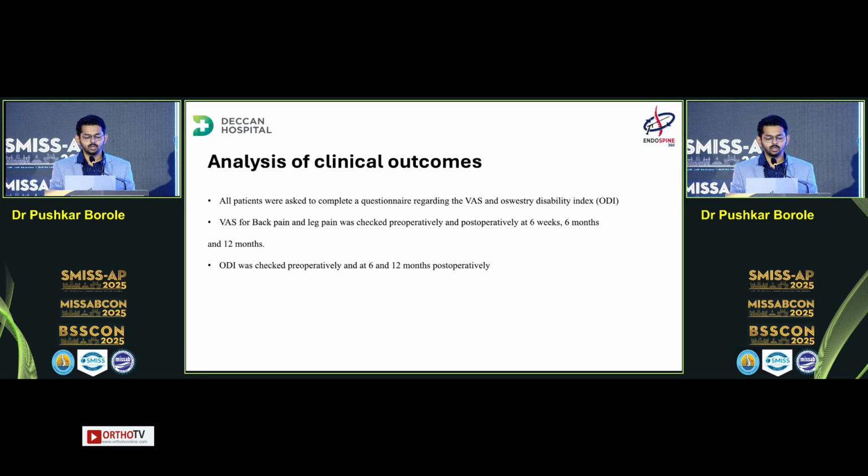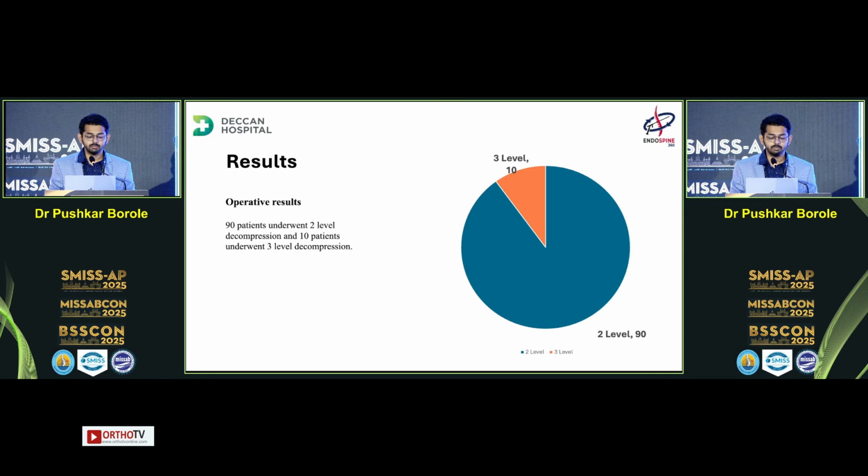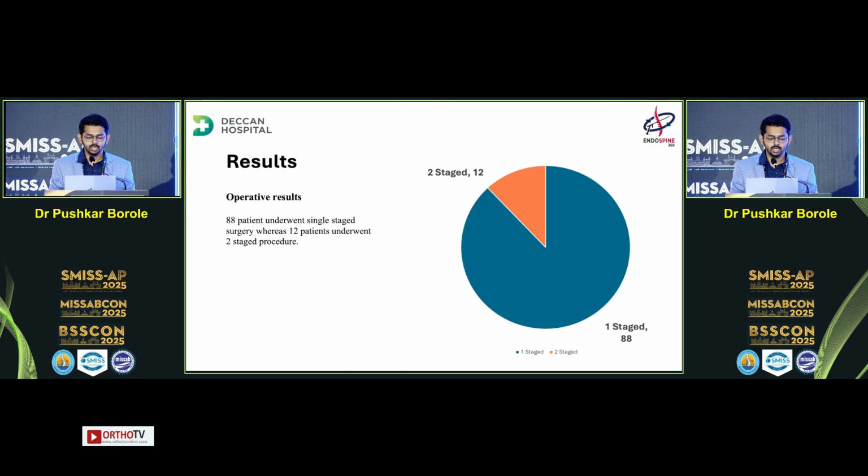We calculated VAS score for leg and back pain pre-operatively, and post-operatively at 6 weeks, 6 months, and 12 months. ODI score was checked pre-operatively and at 6 months and 12 months post-operatively. We operated on a total of 223 disc levels; 142 were transforaminal endoscopy and 81 interlaminar endoscopy. 90 patients underwent 2-level decompression, whereas 10 patients underwent 3-level decompression.